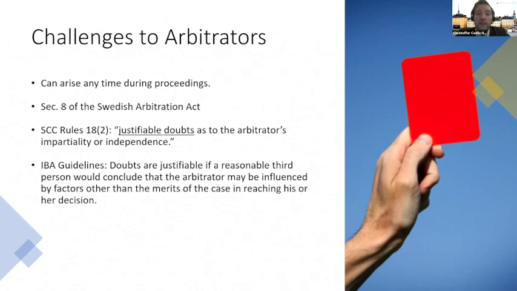This objective standard is also set out in the International Bar Association's guidelines on conflict of interest in international arbitrations, and these are usually called the IBA guidelines. The IBA guidelines also contain various standards, which are examples of situations where justifiable doubts may be at hand. And the SCC board, in its determination in challenges, often considers the IBA guidelines when assessing challenges. But of course, the board may choose to deviate from these standards when making its decision.